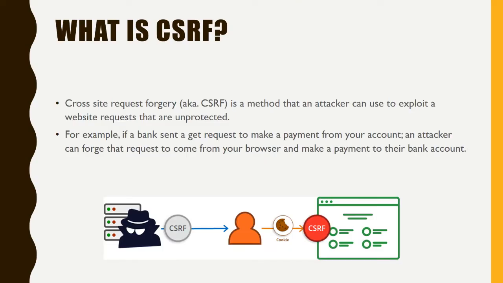CSRF, otherwise known as cross-site request forgery, is a method used by attackers to forge a request from your browser, therefore using your cookie, to a vulnerable web server. Here's a little diagram at the bottom, which shows the CSRF URL sent to the victim. The victim clicks on it and it sends a request to the vulnerable web server using their cookie.